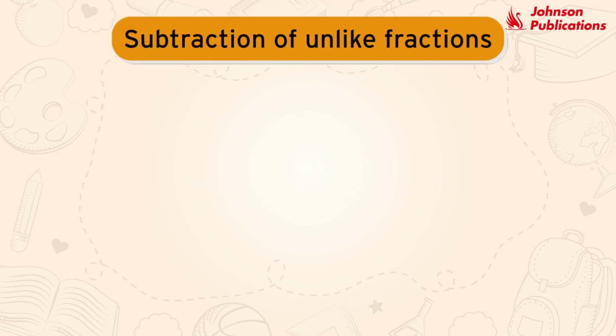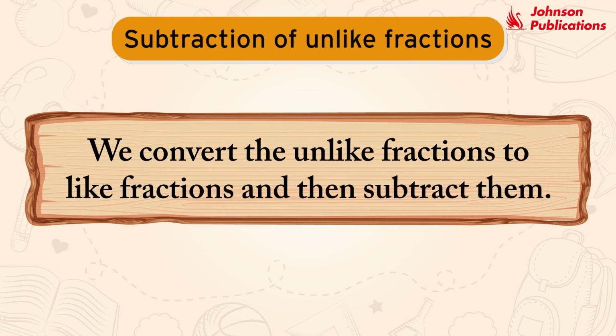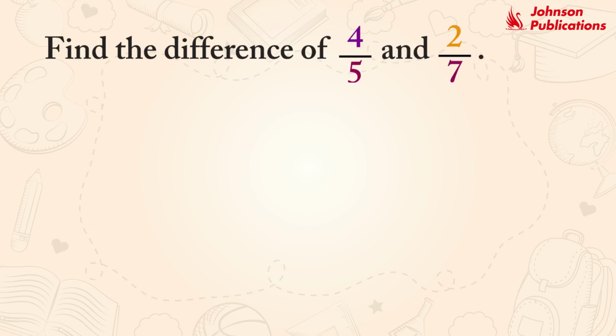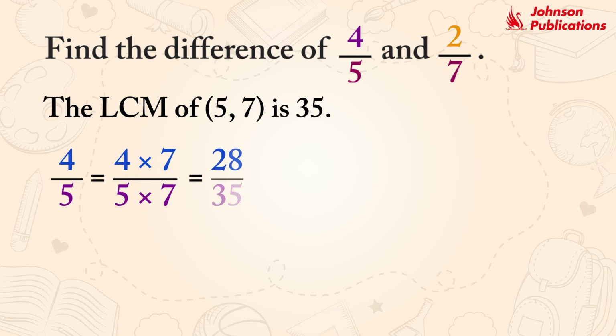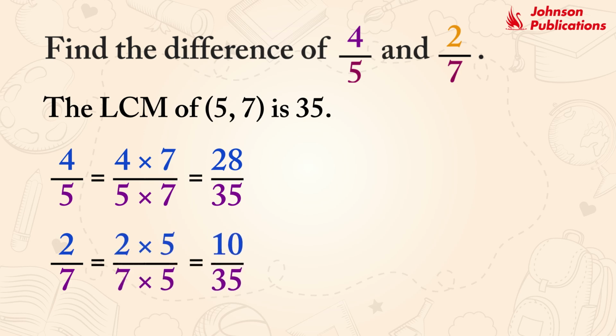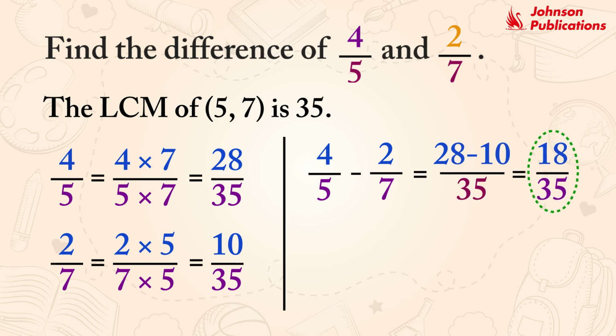Subtraction of unlike fractions. We convert the unlike fractions to like fractions and then subtract them. Let us find the difference of 4 by 5 and 2 by 7. The LCM of 5 and 7 is 35. Now, multiply this fraction by 7. We get 28 by 35. And multiply this fraction by 5. We get 10 by 35. Now, subtract the like fractions. The difference is 18 by 35.